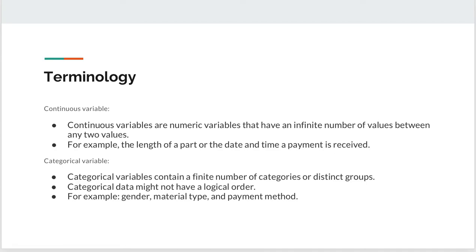Continuous variable. Continuous variables are numeric variables that have an infinite number of values between any two values. For example, the length of a part or the date and the time a payment is received. Categorical variable. Categorical variables contain a finite number of categories or distinct groups. Categorical data might not have a logical order. For example, the gender, the material type, and the payment method.